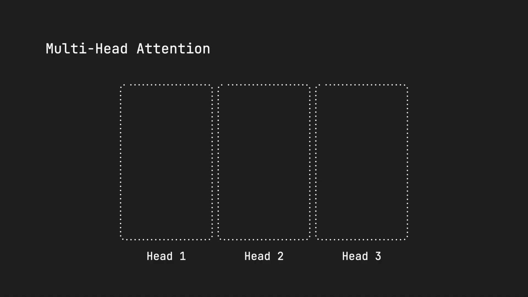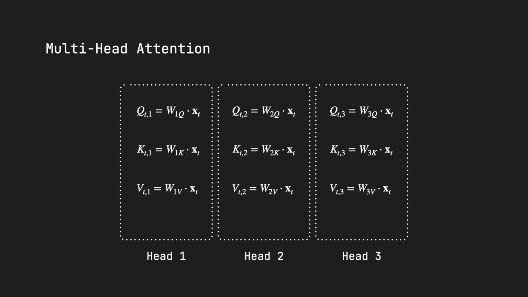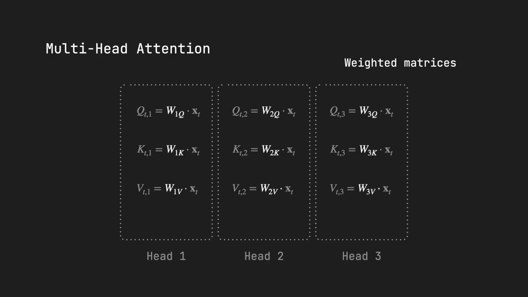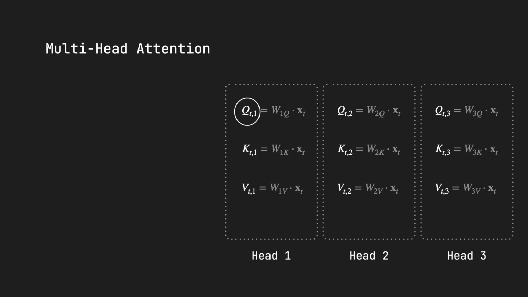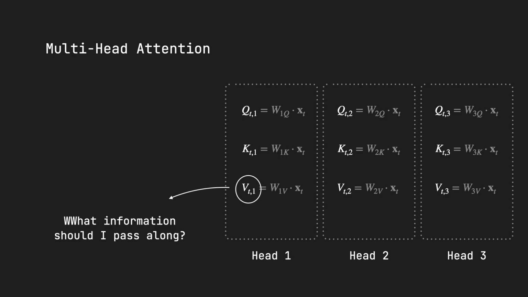So for each head, what we're going to do is figure out what the query, key, and value is. We're going to use the weighted matrices and perform a dot product operation on each vector that we map to. These weighted matrices are trained during the training process that we're using during inference. And what do these query, key, and value mean? The query means, what am I looking for? The key means, what do I contain? And the value means, what information should I pass along?